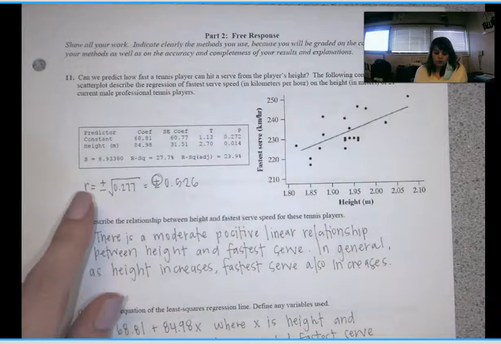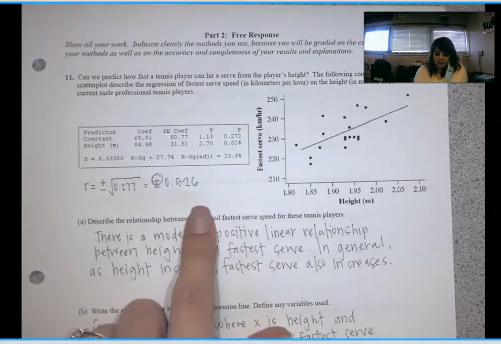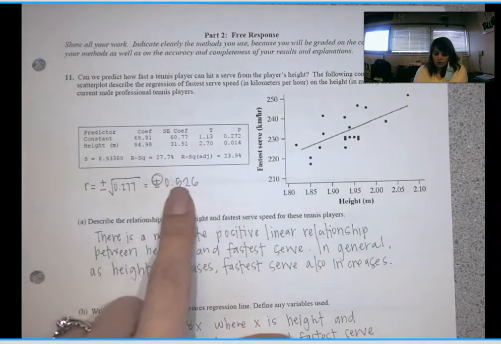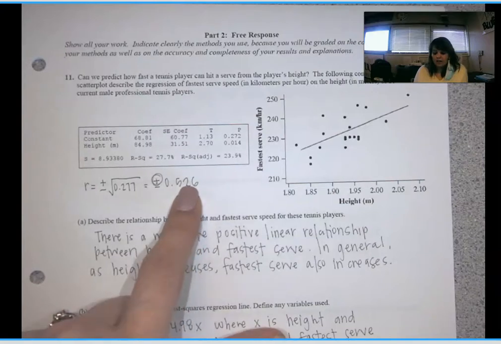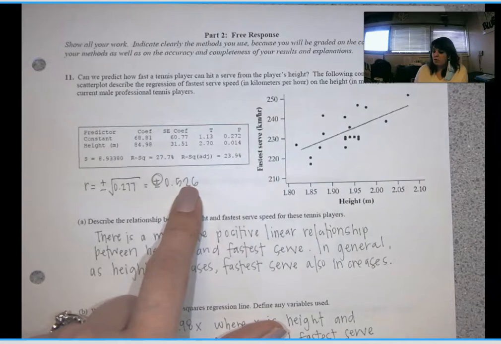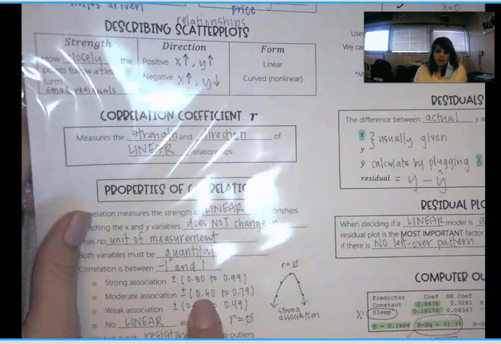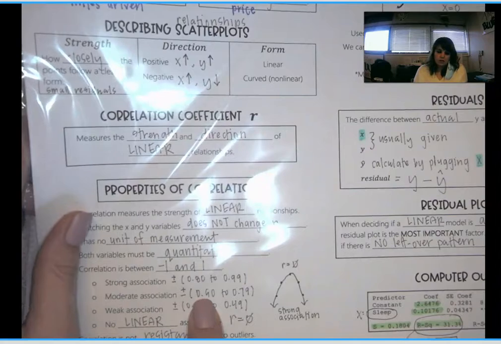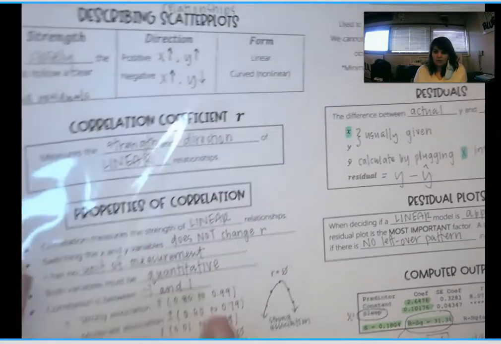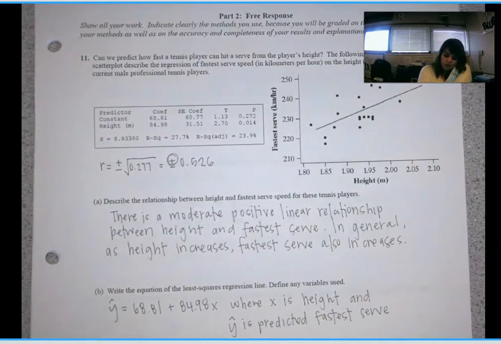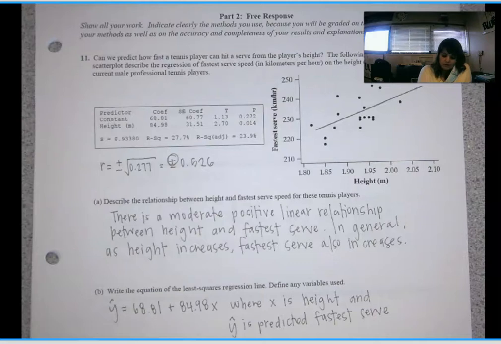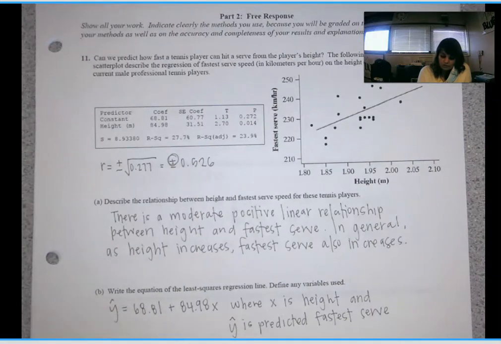If I want to know strength, strength is going to be this R value, and this is a moderate R value. This is moderately strong. So I have that here on my paper. Moderate association is 0.50 to 0.79. So there is a moderate positive linear relationship between height and fastest serve. In general, as height increases, fastest serve also increases.